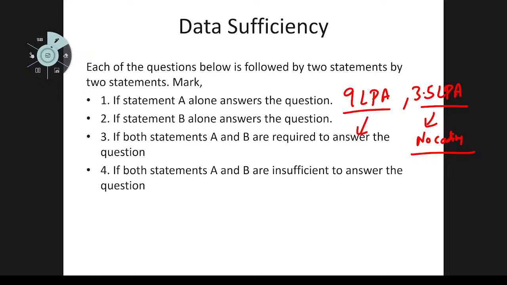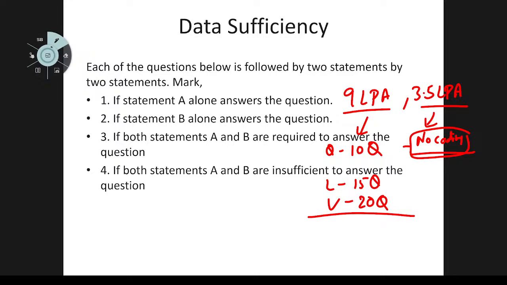For this one, there are 3 rounds: quants, logical and verbal, where it is 10 questions, 15 questions, and here it is 20 questions. Same as this one only, but here there is no coding. Here there will be 3 sections, along with one section which is coding.